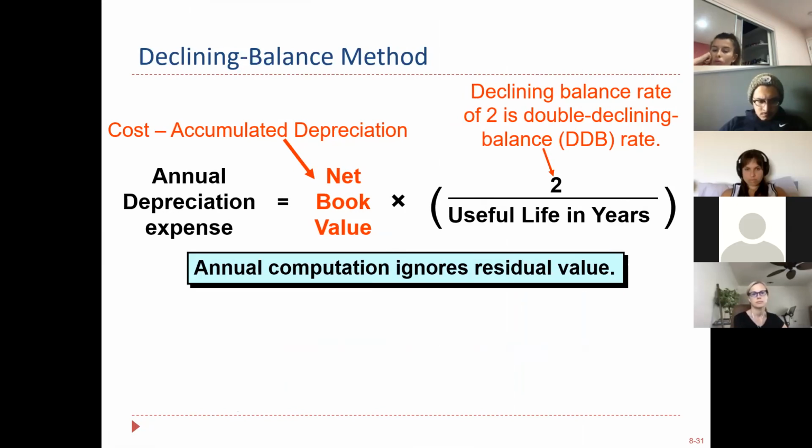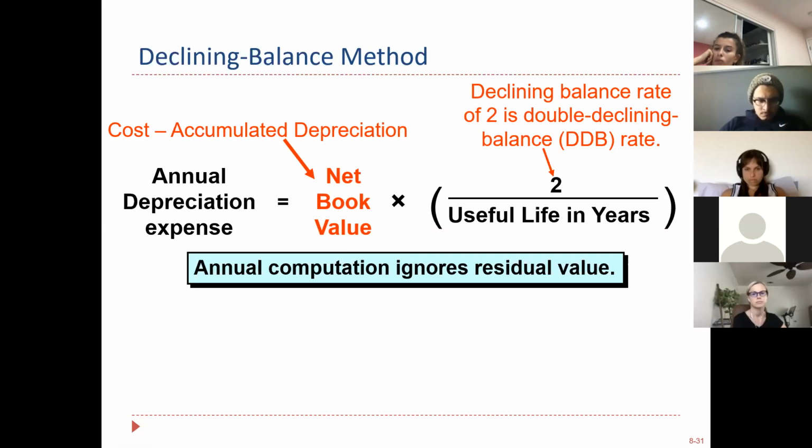Double declining balance. Double declining balance means double what? Does anybody want to guess what you're doubling? Anybody remember from reading the chapter or anything? You are doubling what the straight line rate would have been.